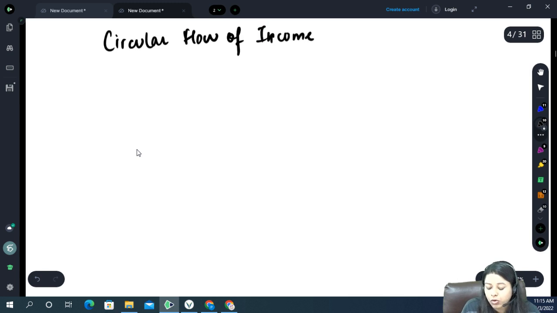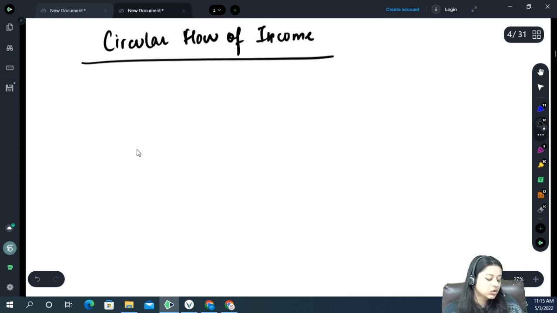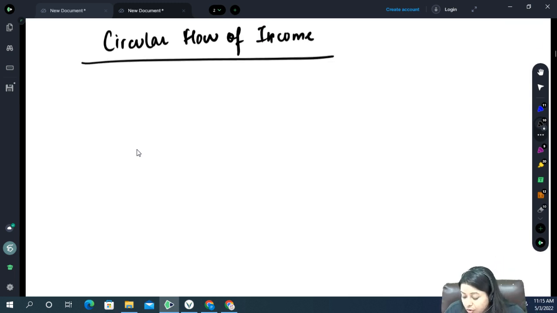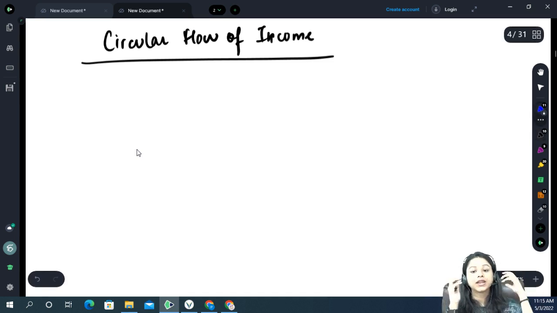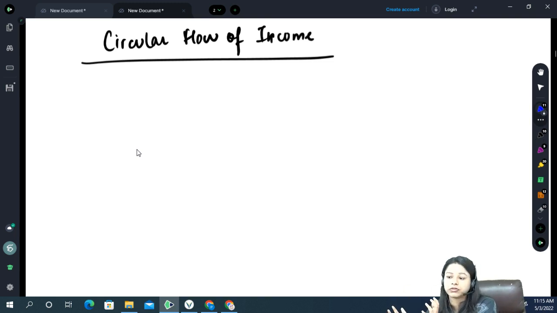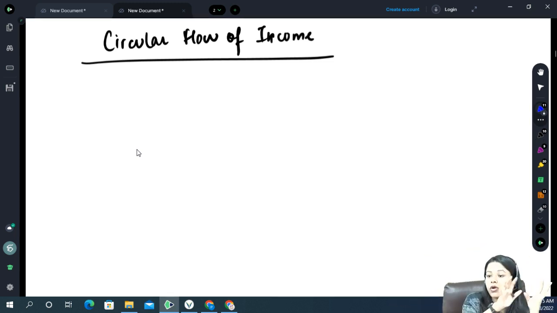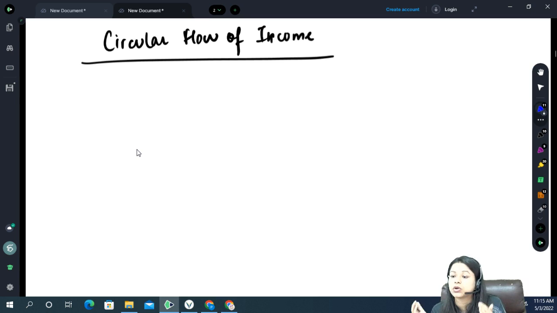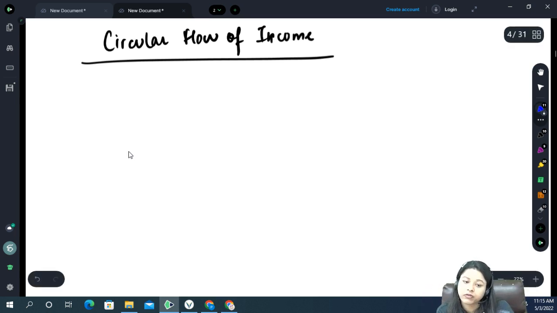Circular flow of income. Here we'll be just talking about two sectors of an economy. What are the sectors? When I say producers, it's a sector of an economy. Consumers are a sector of the economy. Government is a sector of the economy. The external economy, the foreign world, which deals with exports and imports, is also a sector of the economy. Banks or financial services are also a sector of an economy.